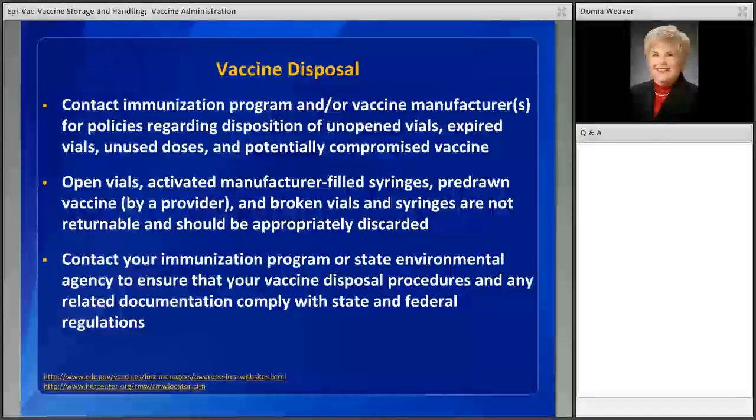Now, you should contact your immunization program or vaccine manufacturers for policies about disposition of unopened vials, expired vials, unused doses, and potentially compromised vaccine. But open vials, activated manufacturer-filled syringes, vaccine pre-drawn by a provider, and broken vials and syringes are not returnable and should be appropriately discarded. You should check with your immunization program or state environmental agency about proper disposal of empty vaccine vials.